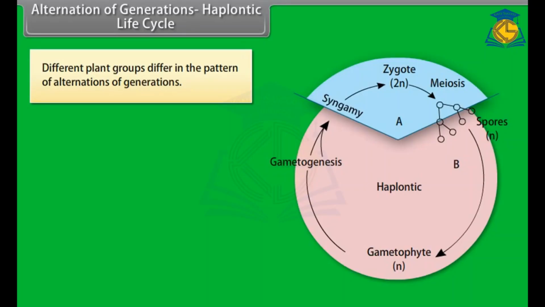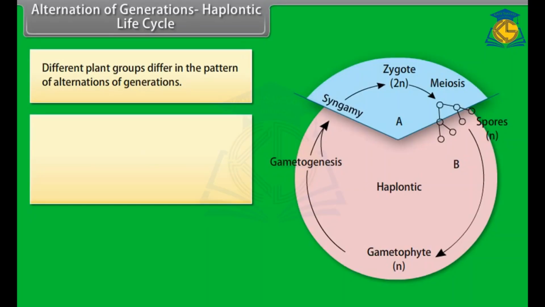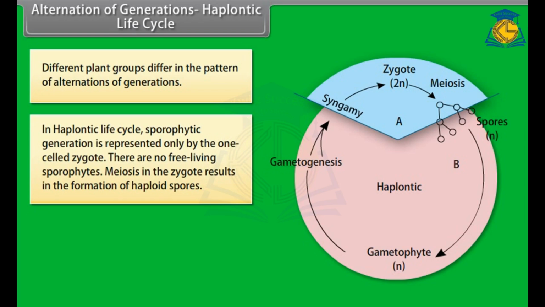Alternation of generations: haplontic life cycle. Different plant groups differ in the pattern of alternation of generations. In the haplontic life cycle, the sporophytic generation is represented only by the one-celled zygote. There are no free-living sporophytes. Meiosis in the zygote results in the formation of haploid spores.